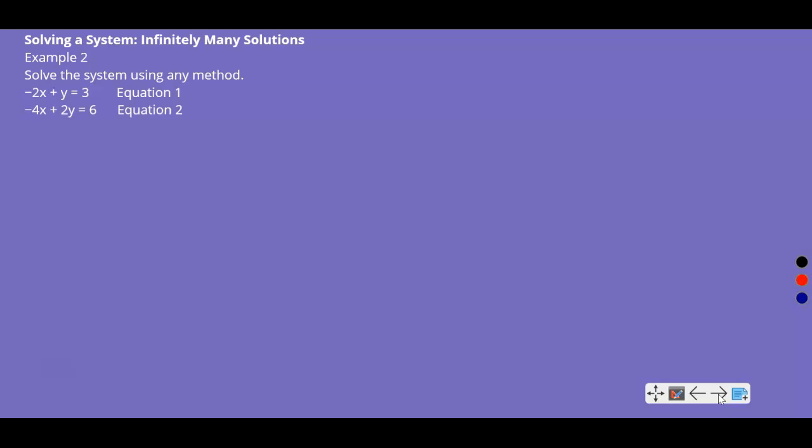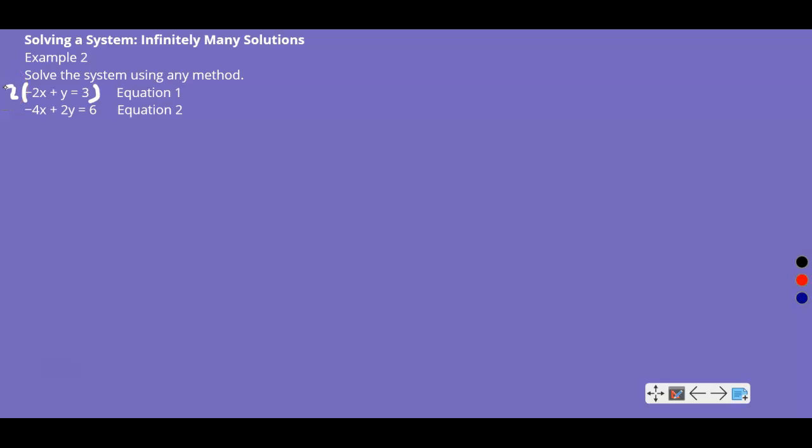Example 2, solving a system with infinitely many solutions. Infinitely many solutions means the equations have all their points in common, so every point on the graph will be the same as the other equation. Let's look at the two equations. If I multiply the top equation by 2, that's going to give me the same thing I have here. If I multiply this by 2, it gives me the same thing I have here. And if I multiply this by 2, it gives me the same thing I have here. That's called an equivalent equation. So let's multiply the whole equation by 2.